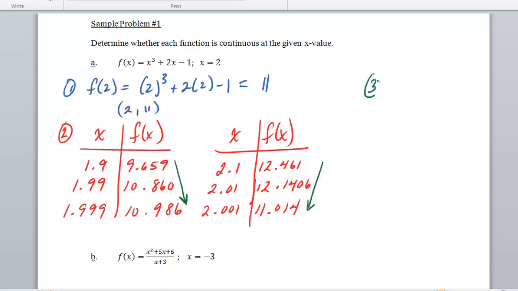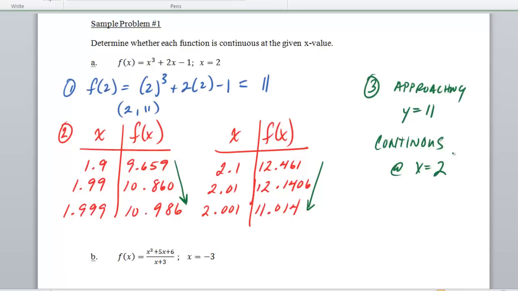And of course, the third test is to determine if it is approaching the same value. And so it seems to be approaching y equals 11 from both sides. And so that tells us that this function is continuous at x equals 2. And so we've passed all three parts of the continuity test.